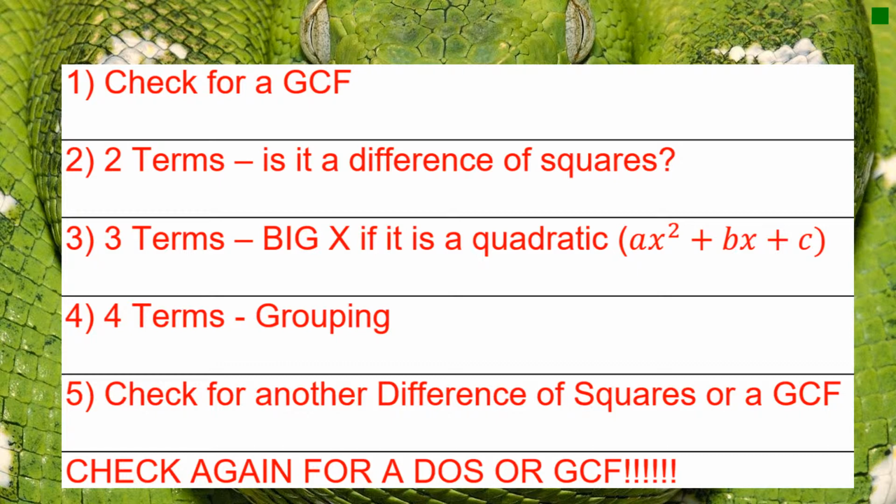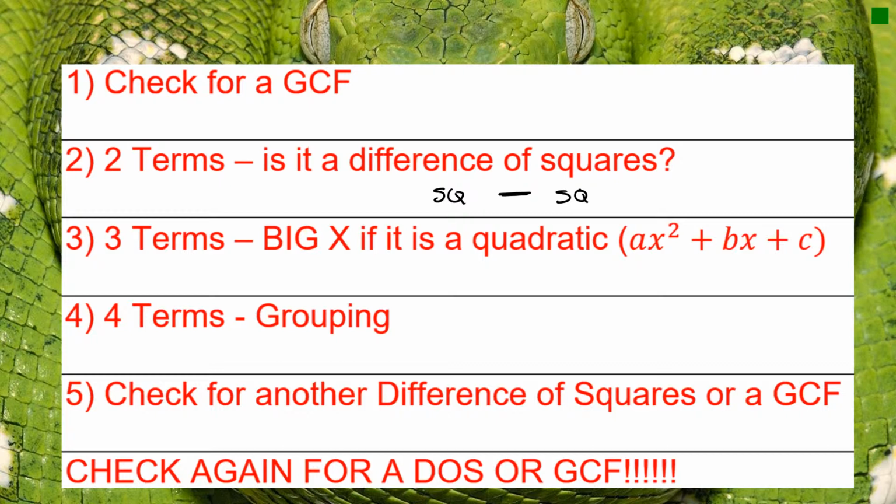Remember, you have to have perfect squares with a minus in the middle. Three terms, you're going to do the big X if it's a quadratic. It has to be in standard form. Four terms is grouping, which is what three terms turns into.